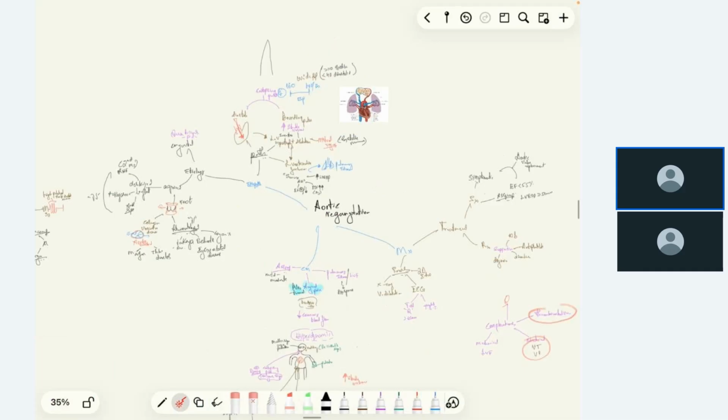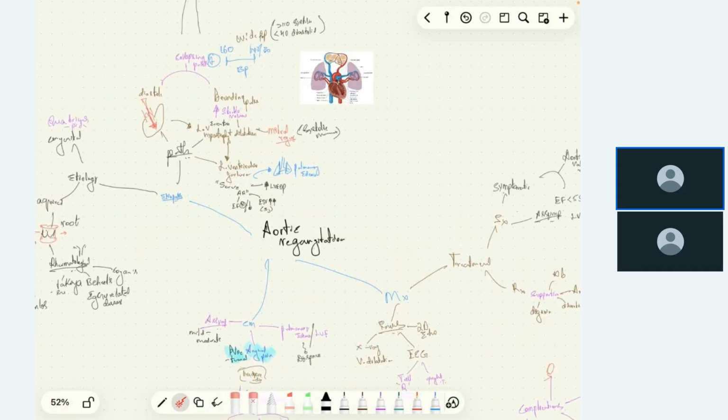What is aortic regurgitation? The aortic valve should close during diastole, and it should prevent the blood coming from the aorta into the ventricle during diastole. If it fails to do that, it leads on to aortic regurgitation.